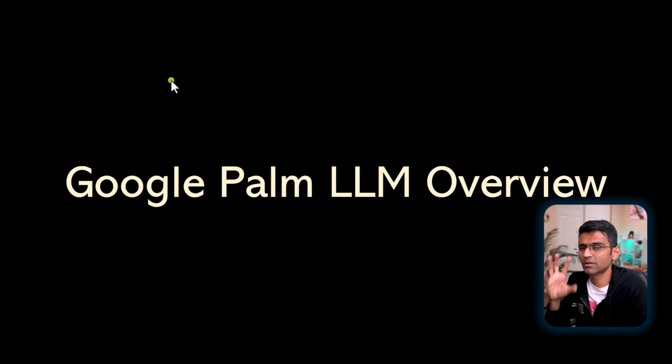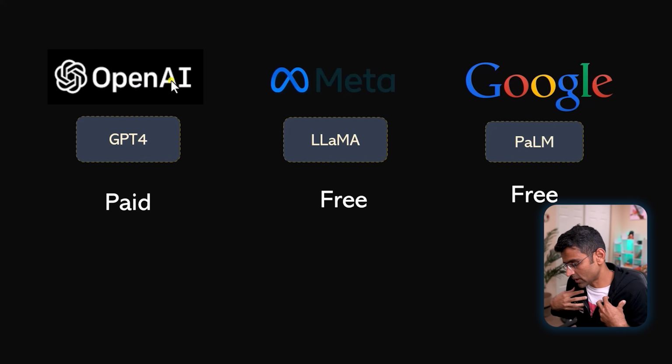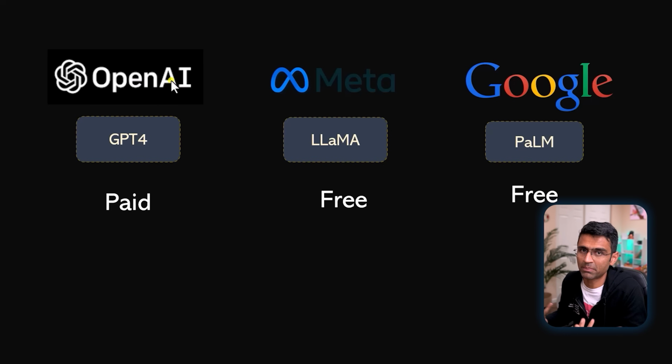Now let's do a review of Google Palm. There are 3 popular options when you talk about building LLM applications. OpenAI's GPT-4 model, which is the best in the market, but it is paid. The other 2 unpaid are Meta's Llama and Google Palm. I could have used Meta's Llama for this project, but you have to download that Llama model locally or in your Google Colab, and it is very heavy. Sometimes the size is in gigabytes, and it's a little bit hard to set up.